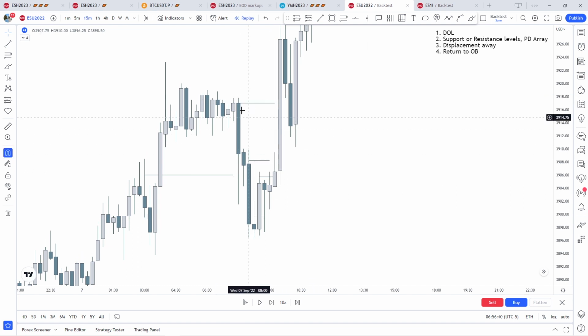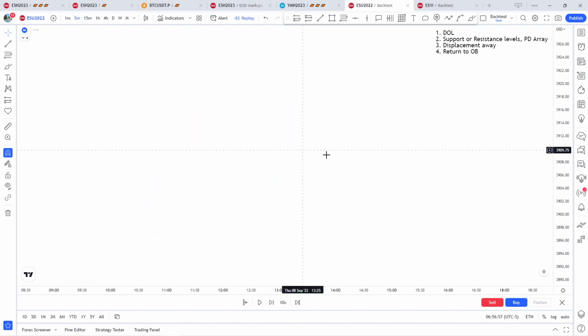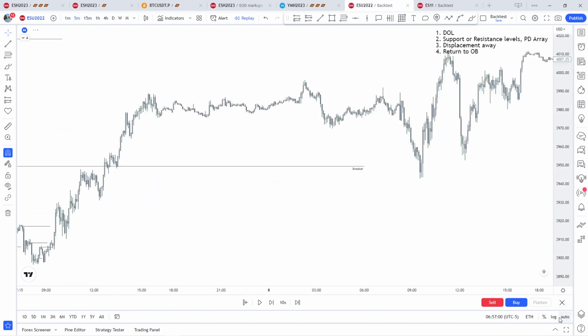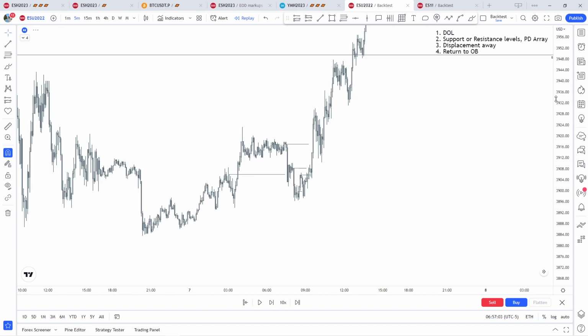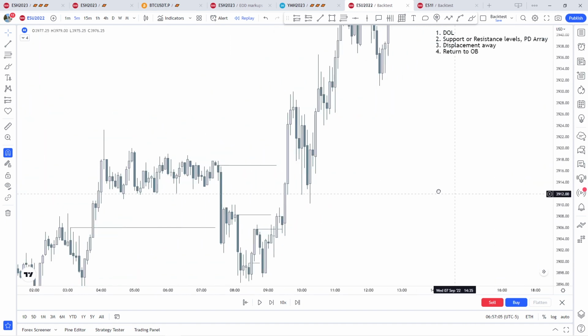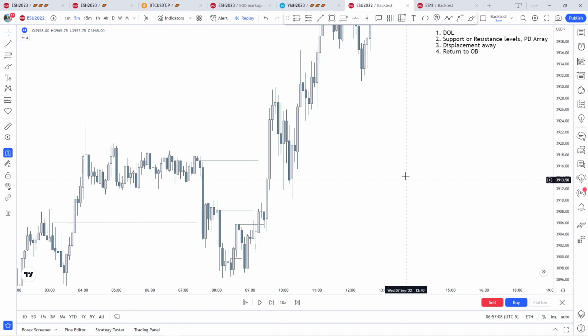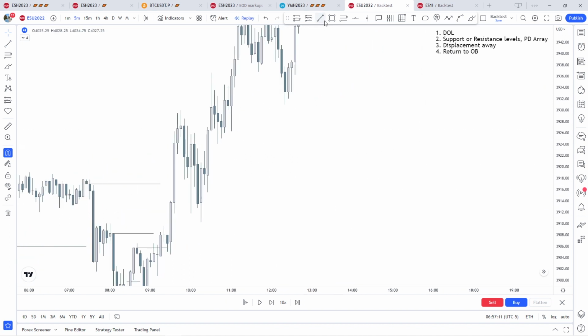Why is this an order block? Again, number one, dull bullish previous PD array, boom, displacement away, boom, return to order block, boom. So we trade back into this order block here. Now we are back on the 5 minute time frame. Trade back into it here. Displacement away, return to order block.